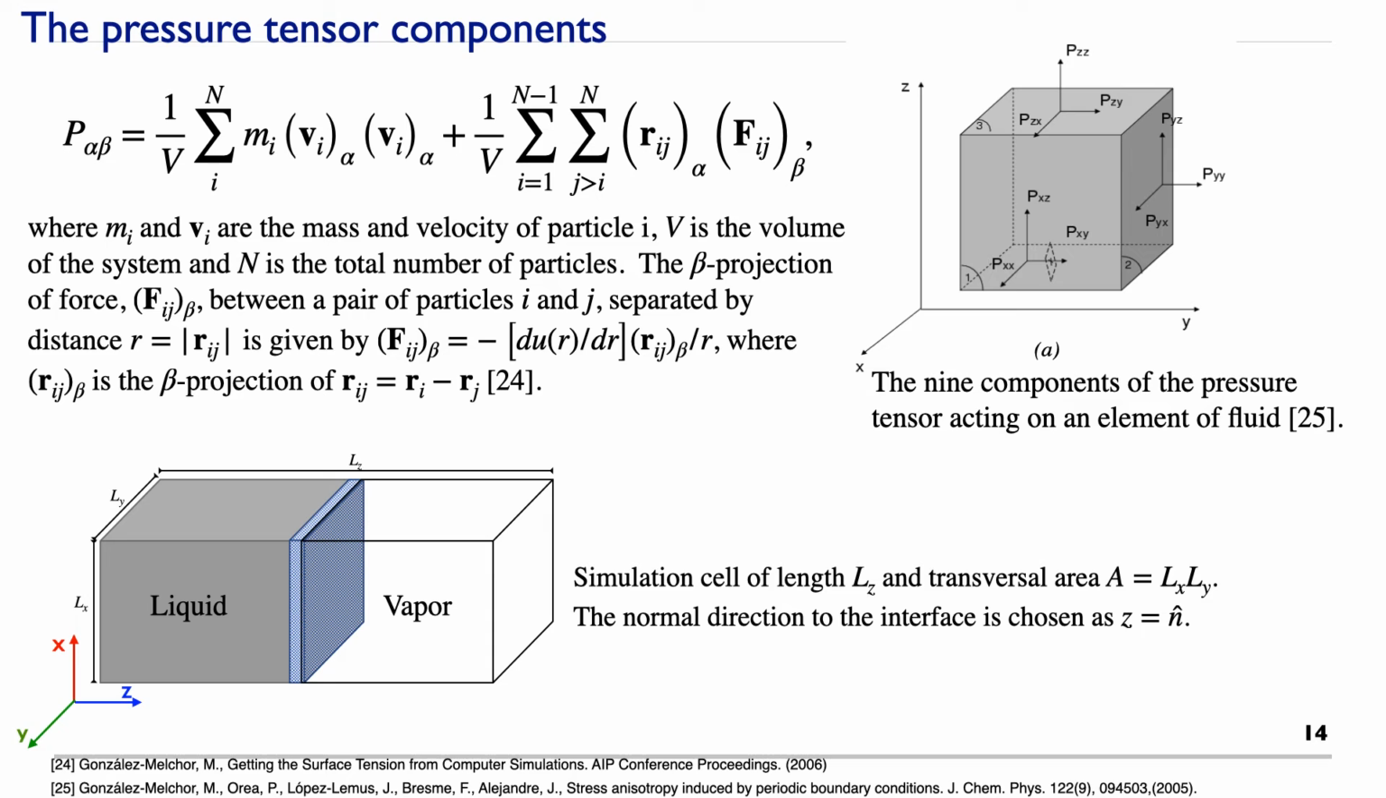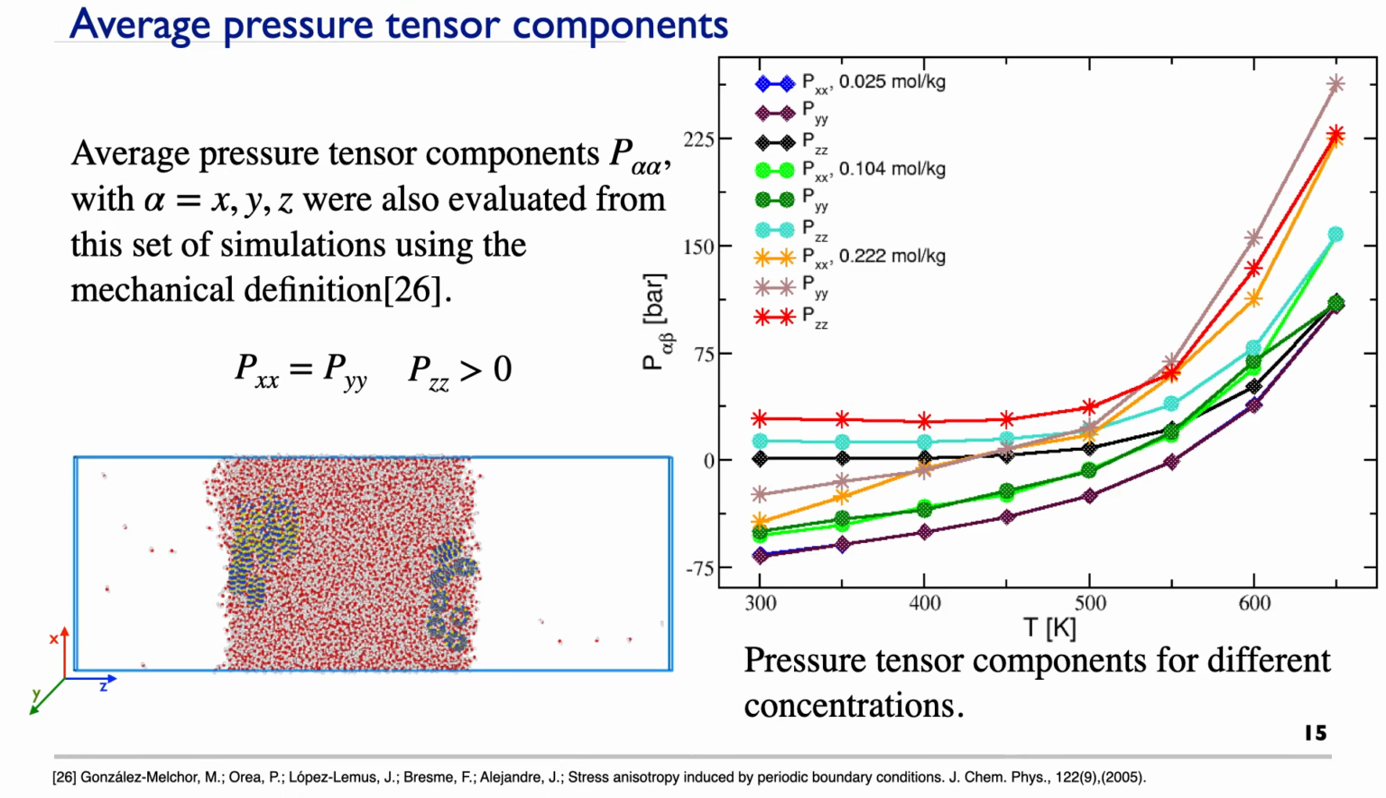An element of the volume in a fluid has 9 components of the pressure acting on it, but due to the symmetry in the system, we only have 3 components in the diagonal. In our case, we have a simulation cell of length Lz and transversal area A equal to Lx Ly. The normal direction to the interface is chosen in the z direction. Then we calculate the components for the 3 different concentrations.